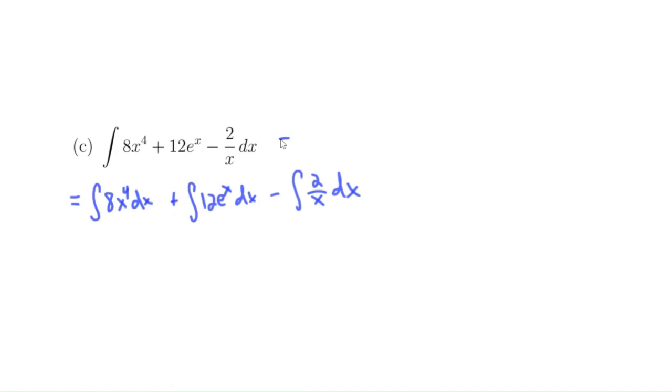But actually, I don't think we need to do this. I think we can do each of these in our head. In fact, what's the integral of 8x to the fourth? Well, isn't it 8x to the fifth over 5? What's the integral of 12 e to the x? Isn't it just 12 e to the x? And then minus, what's the integral of 2 over x? It's going to be 2 times natural log of the absolute value of x. And we'll put our plus c on the end.